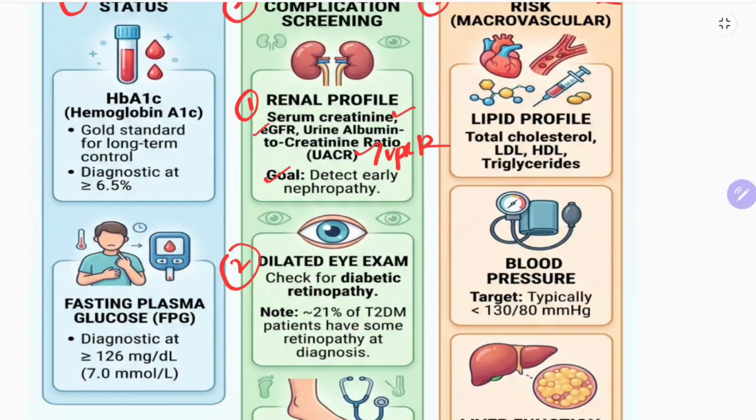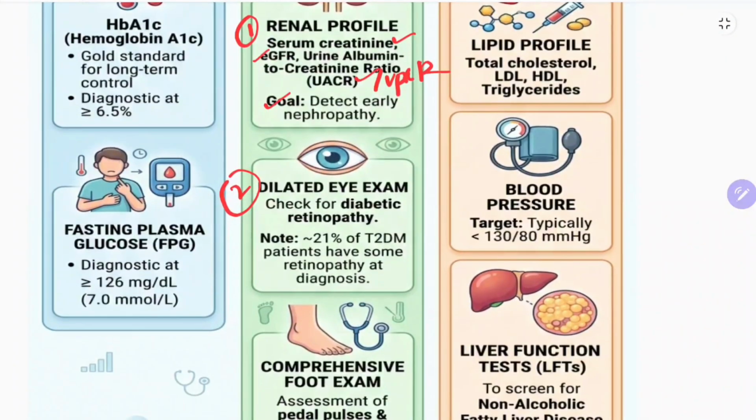Second thing is fundoscopic examination, meaning dilated eye examination to check for diabetic retinopathy. Approximately 21% of type 2 diabetes mellitus patients have some retinopathy at diagnosis. That's why eye examination is recommended at the time of diagnosis in patients with type 2 diabetes mellitus, whereas eye examination is recommended after 5 years of diagnosis in patients with type 1 diabetes mellitus. That is the difference we should remember.